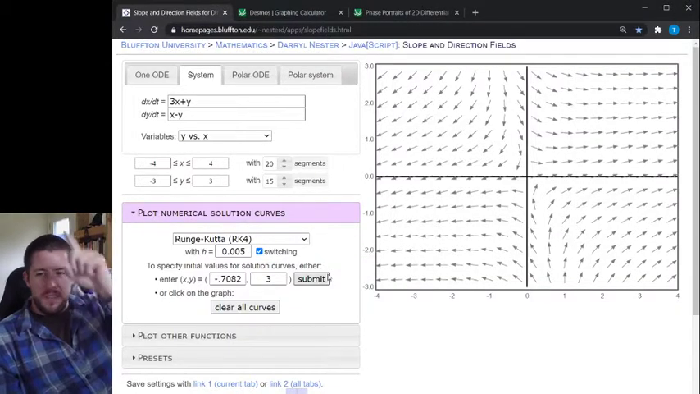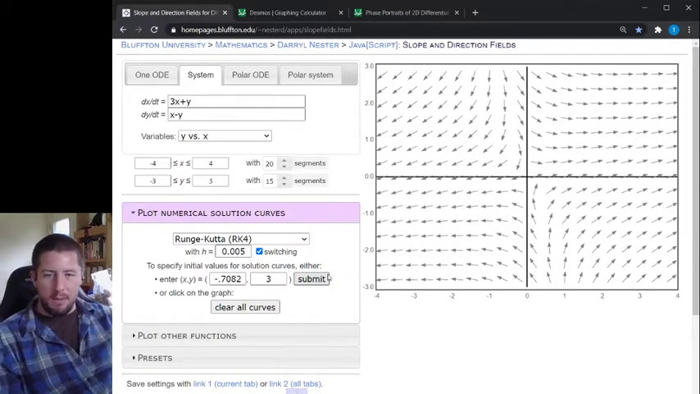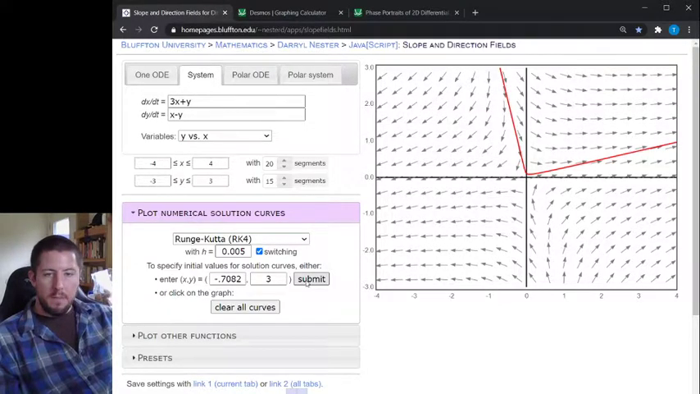We've seen those ones that get that weird jagged back and forth. That's fixed by the switching checkbox getting clicked right there. So let's go ahead and see what happens here. All right. So what we're seeing is that this solution is starting at this kind of weird negative 0.7 whatever 3. So there's our initial condition that we plugged in up there. And this curve is taking like a straight line path.